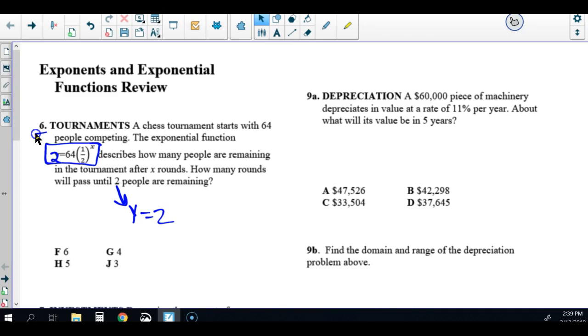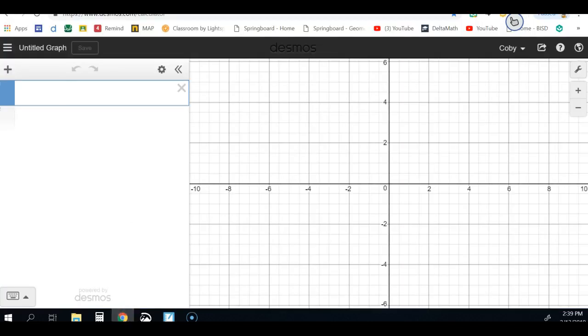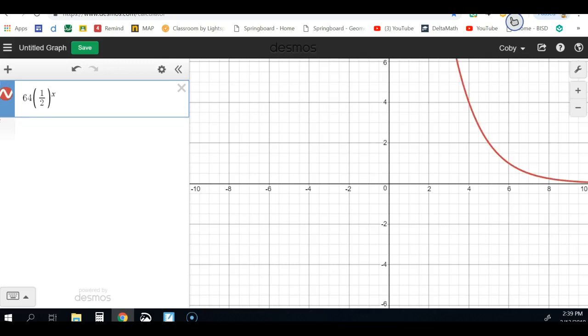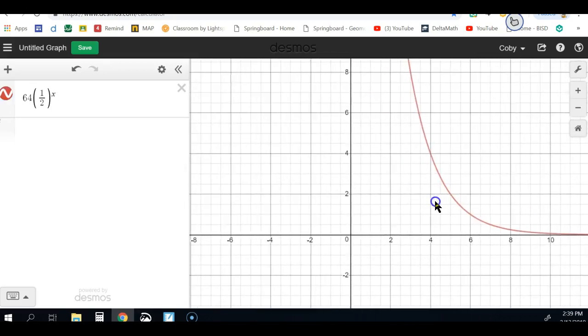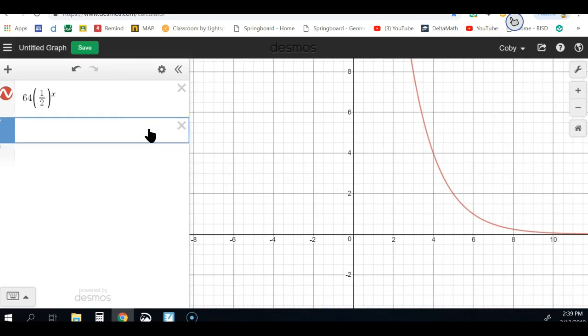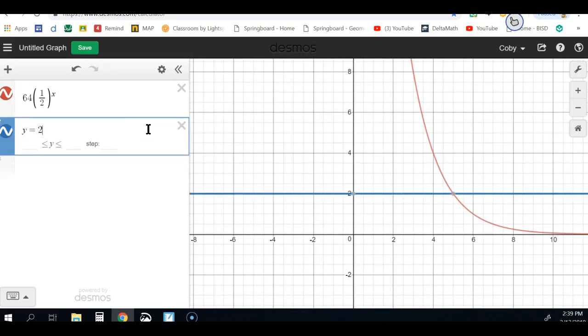I would suggest using Desmos for this. You want to type in that equation, which is 64 times (1/2) to the X power. It gives you this little curvy graph. If I want to know when 2 people are remaining, I graph Y equals 2 and find where they intersect, which looks to be right there at (5, 2). So after 5 rounds, there are 2 people left in this chess tournament.